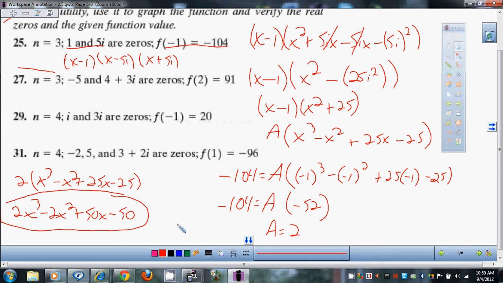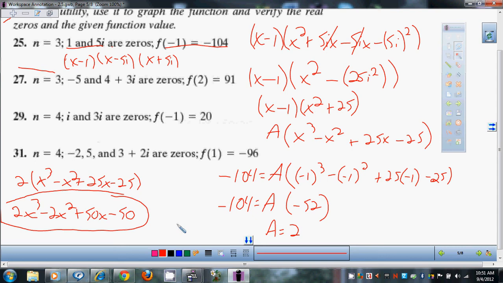So 29 is the only other one on the board that you might actually have. And it's going to work the exact same way. What will my 4 factors be, though? x plus i, x minus i, x plus 3i, and x minus 3i.